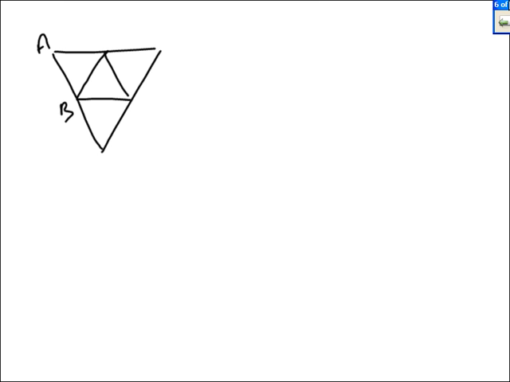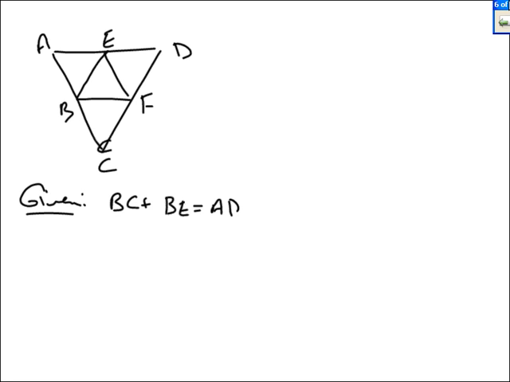Suppose you have this triangle. It's labeled A, B, C, D, E, and F. And you are given the following. You are given that BC plus BE is equal to AD.